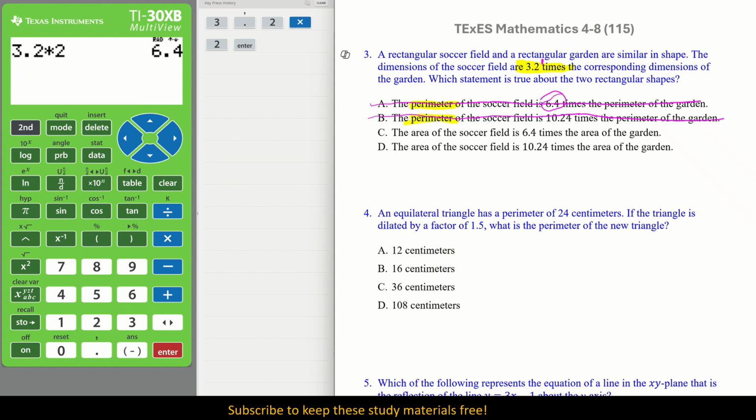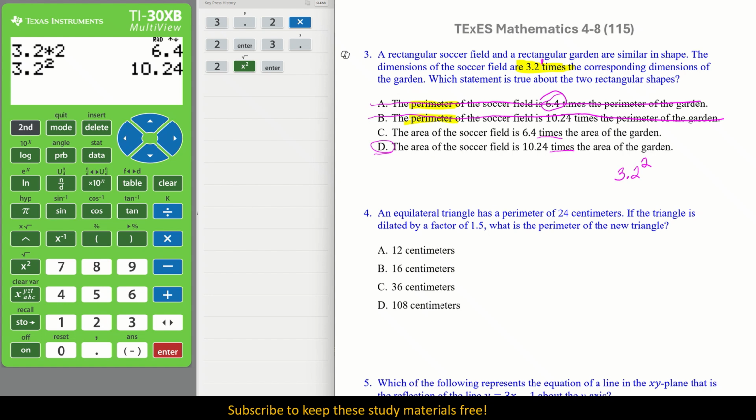For area, that means we would apply 3.2 squared. Now, if it were volume, it would be cubic. So what do we actually have to multiply? They're using the word times, which is layman's for multiply. It's not really a good math term, but it's a term that we see. So that's 3.2 squared, enter. 10.24. That gives us D, which is correct because that's what we applied to area.